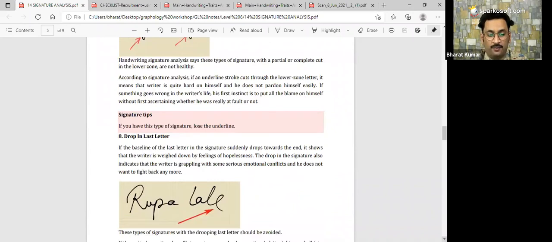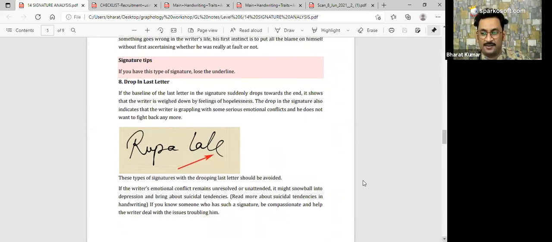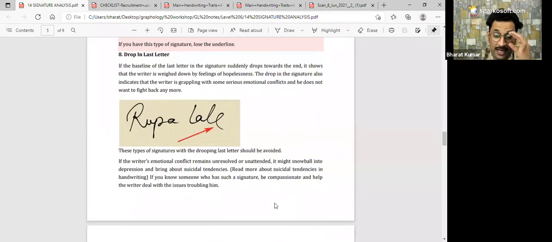Drop in last letter. Yes, F also, if F is used in lower zone. In upper zone, no problem. Like you can check the signature of Rupa Lele. In the end of Lele, E is dropped. Got it? E is looking like it is dropped. This is not a good signature. It is hopelessness in the mind of the person. And how can you keep a person in your organization who is having hopelessness? And these people have suicidal tendency. Those people who have a cut in the signature have suicidal tendency, which I told about the Mumbai girl.